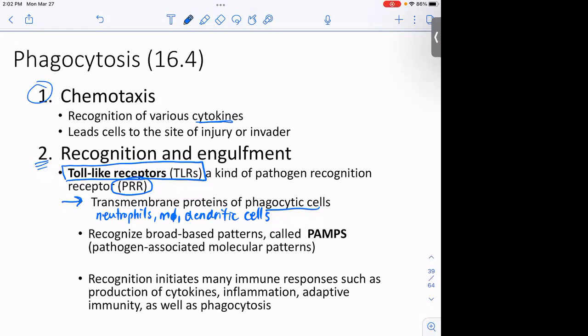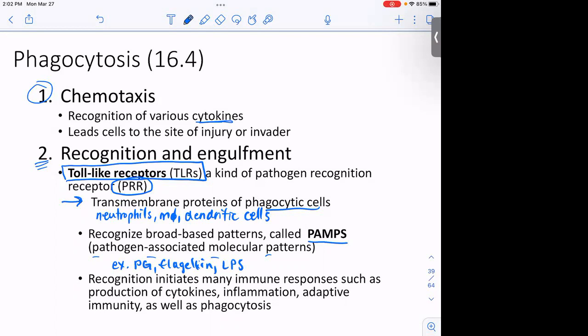So things like peptidoglycan or flagellin or lipopolysaccharide, those are molecules that bacteria have that we would never have. Okay, so these broad-based patterns, they call PAMPs. I know the abbreviations get to be a little suffocating sometimes. That stands for pathogen-associated molecular patterns. Again, for example, things like peptidoglycan or flagellin or lipopolysaccharide, just to name a few.